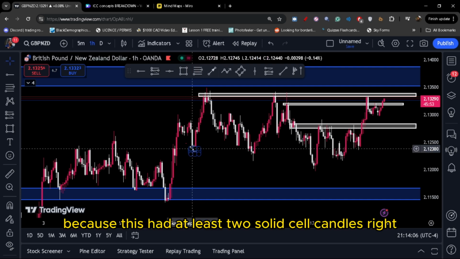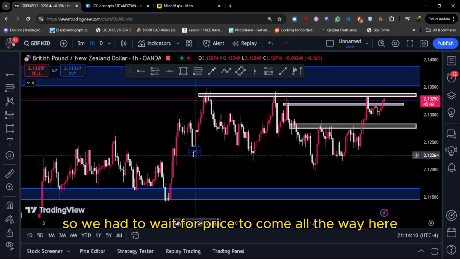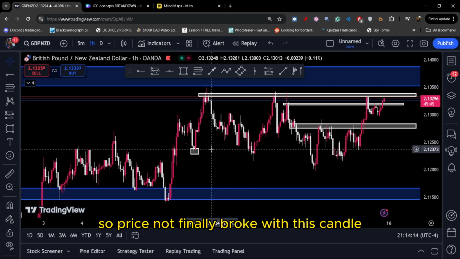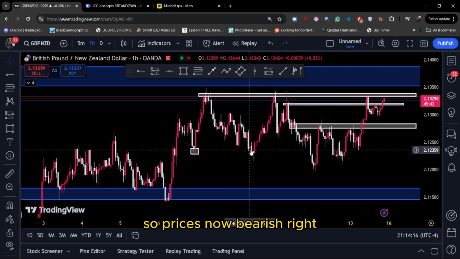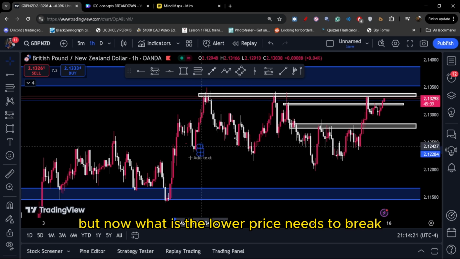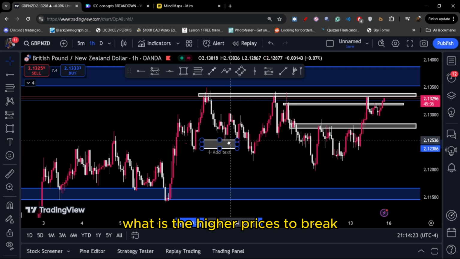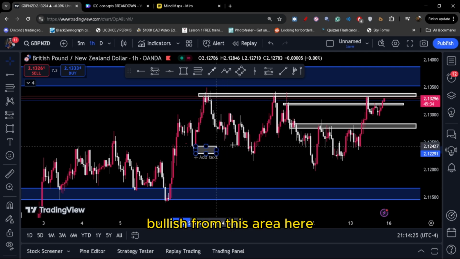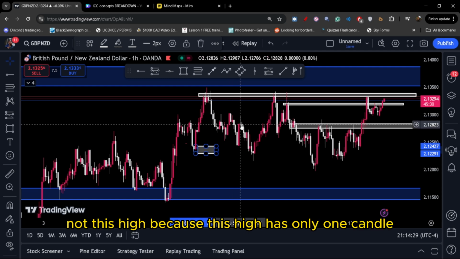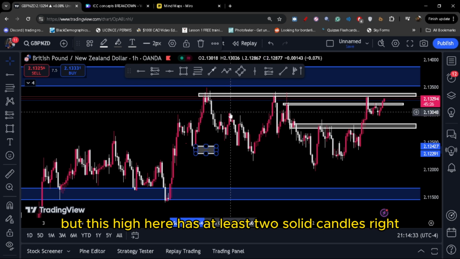Why? Because this had at least 2 solid sell candles, right? So we had to wait for price to come all the way here to sell. Price finally broke with this candle, so price is now bearish. Now what is the high that price needs to break for us to say, okay, now price is bullish from this area? It's going to be this high here, not this high, because this high has only 1 candle, but this high here has at least 2 solid candles, right?